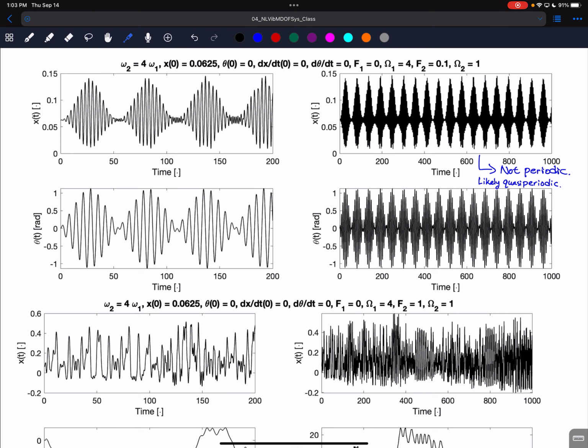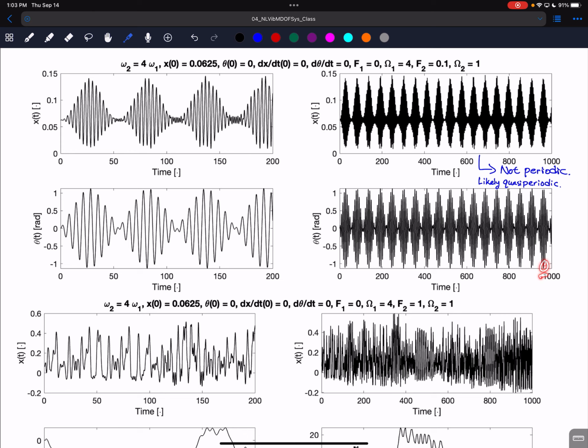If we look at the second one in the middle for theta, they look almost the same each time, but if you look at the details, you can see they are not the same magnitude. You can see the singular peak.